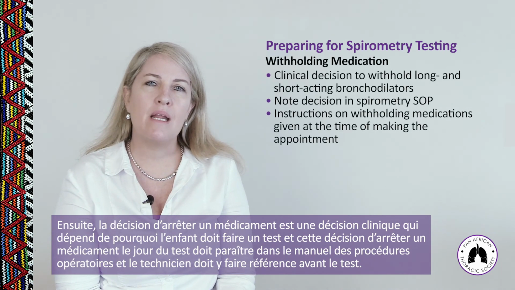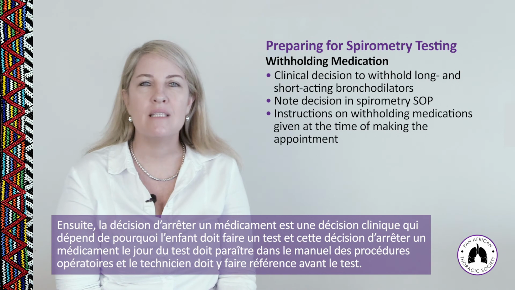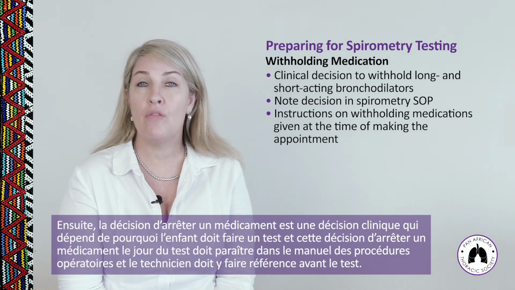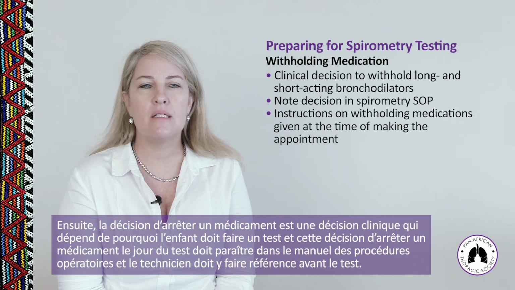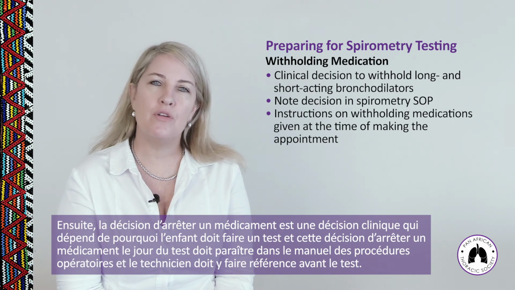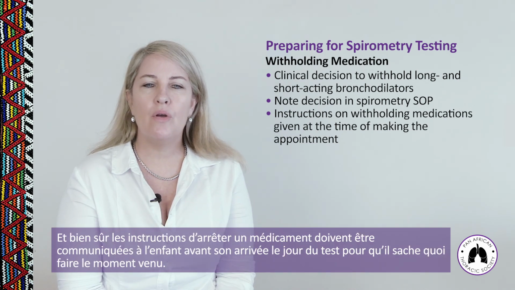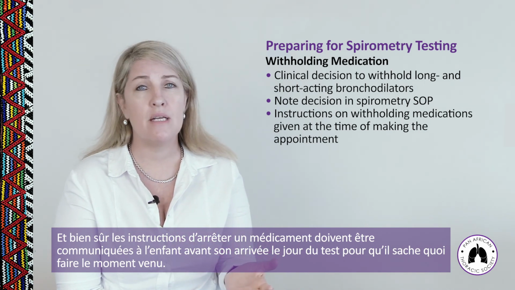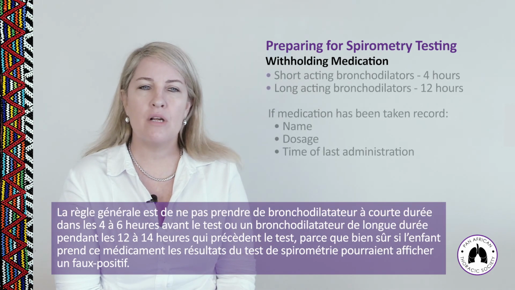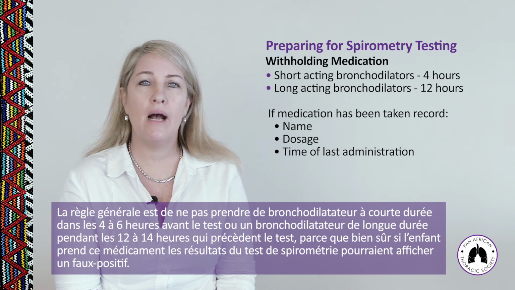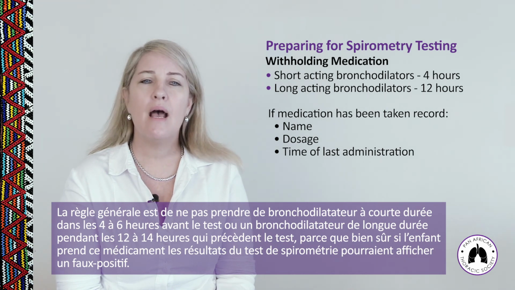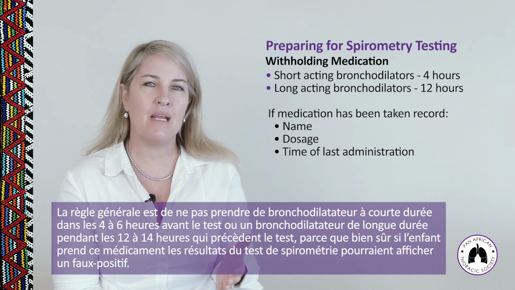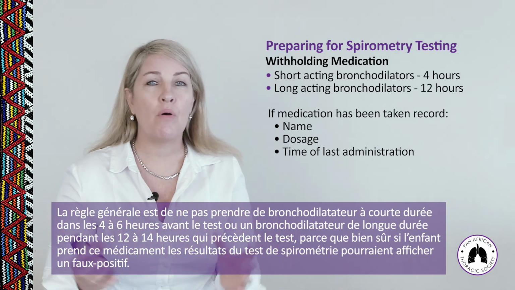Now, the decision to withhold medication is a clinical one, depending on the reason why the child is being tested. And the decision of whether or not to stop taking medication on the day of the spirometry test needs to be documented in the standard operating procedures and then referred to by the spirometrist prior to testing. So those instructions for withholding medication obviously have to be given to the child before the day that they come for testing, so that they know what to do on the day. In general, short-acting bronchodilators are usually not taken for 4 to 6 hours prior to a test, and long-acting bronchodilators for 12 to 14 hours prior to a test. Because obviously if they've taken that medication, it's going to maybe give you a false positive spirometry test result.